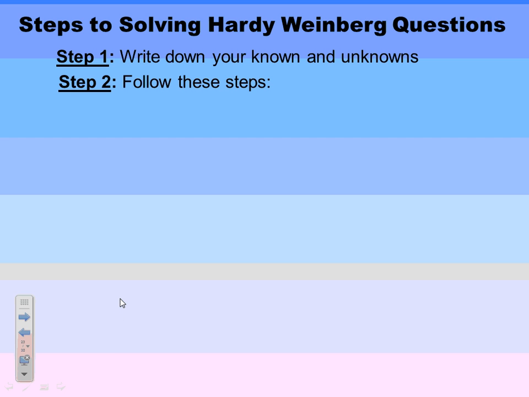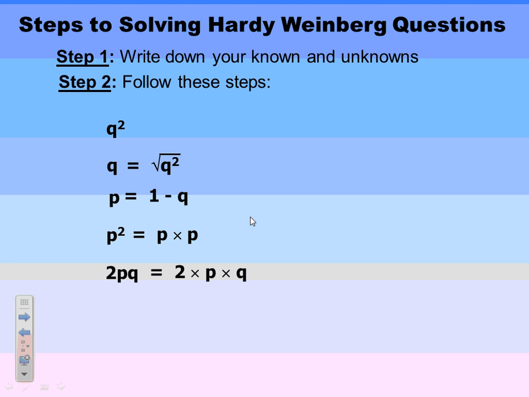Steps to solving Hardy-Weinberg questions. First, write down your known unknowns, and then follow these steps. If you can, try to start with Q squared because there's only one genotype for it, and that's little a, little a. Once you have Q squared, you can find Q by taking the square root of Q squared. P, we rearrange the equation from P plus Q equals 1 to P equals 1 minus Q. P squared, we square P, or we can multiply P by itself. And last, to find 2PQ, we multiply 2 times P times Q.